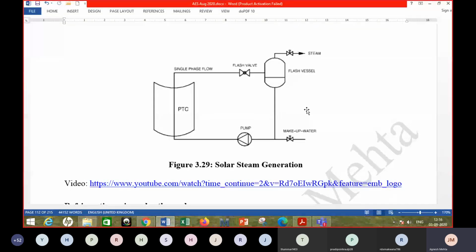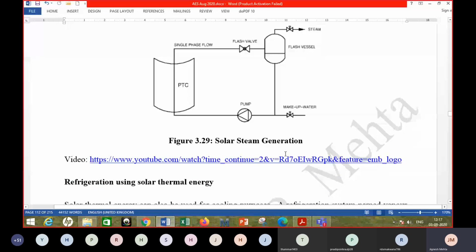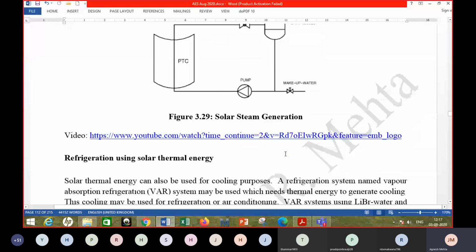Now, actually, when you say process heating, that heat can be utilized even for refrigeration and air conditioning. So maybe I'll cover the refrigeration part first, and then at the end I can play the video, and maybe also air conditioning. Now, you have not formally learned the subject of refrigeration and air conditioning, but I believe you know the basics of the vapor compression refrigeration system.